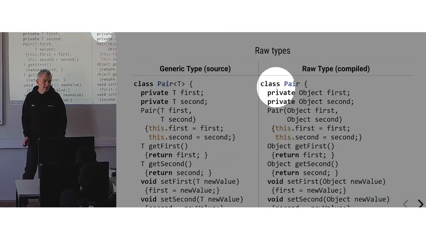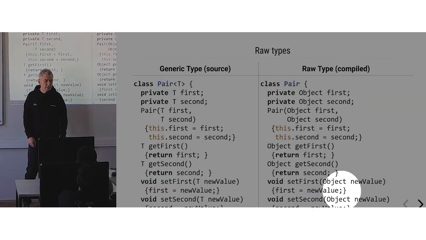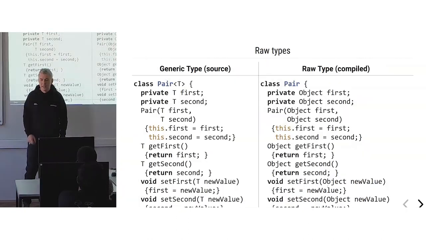When it gets compiled, at runtime we will have just the so-called raw type. It's just Pair. It stores objects, it receives objects and sets objects. But it works at compile time. At compile time, when we are calling set first or set second, we know the type parameter of Pair, and if we are going to assign something inappropriate here, a compile time exception will occur.